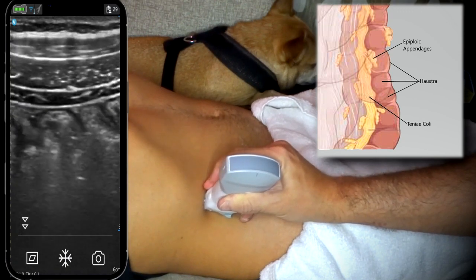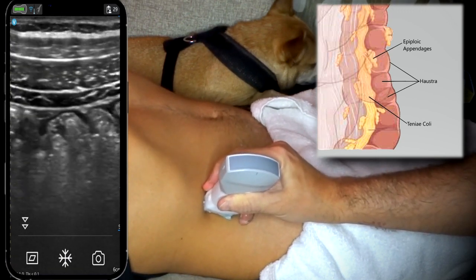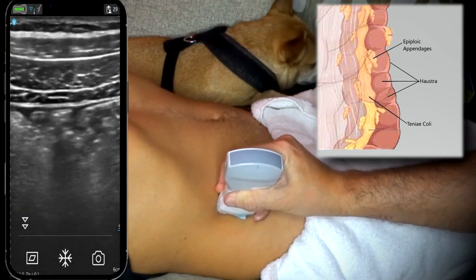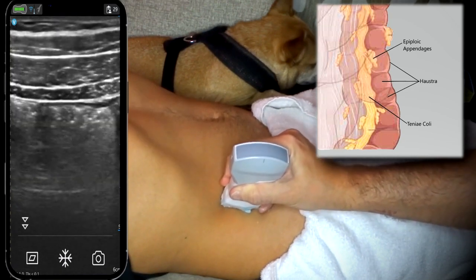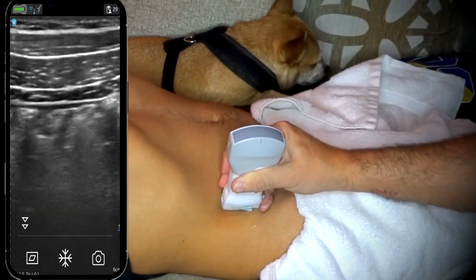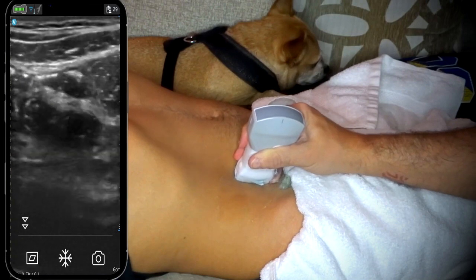So I know this is ascending colon. Right there, you see there's like a little pouch there. Another little pouch there. Another little pouch there. So you have the haustra of the colon. And you'll see that in the ascending, transverse, and descending colon. And in the small bowel, you won't see that.